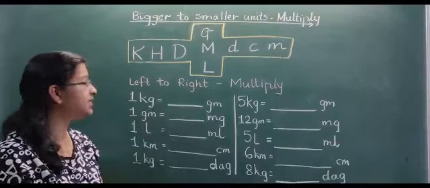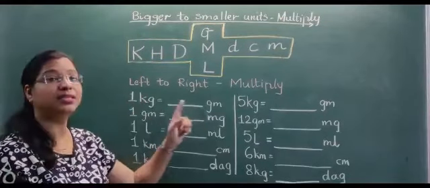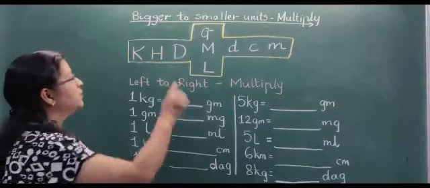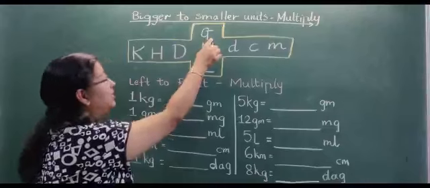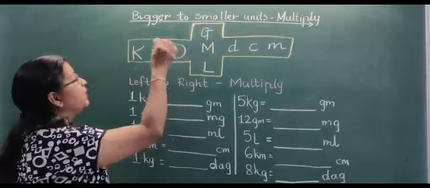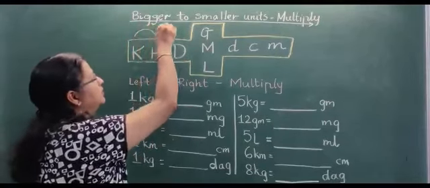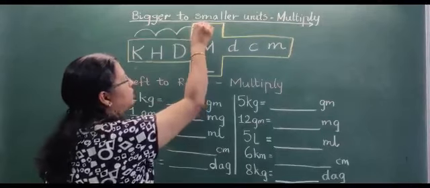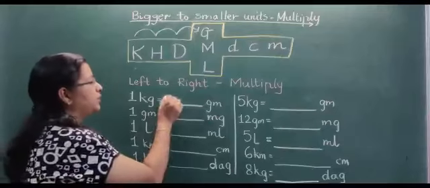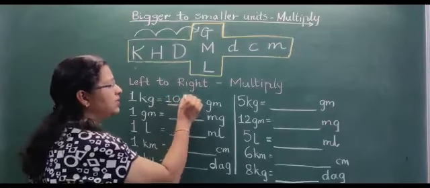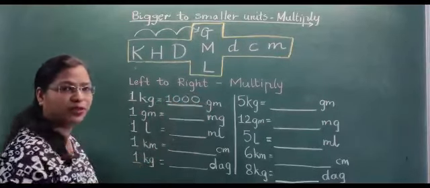Now let's solve this. 1 kilogram is equal to how many grams? So from kilogram here to grams you have to move, right? So let's see how many places we have to move. 1, 2, 3, correct? So 1 kilogram is equal to 1000 grams. You put 3 zeros after 1.